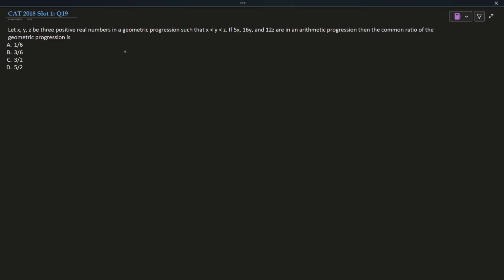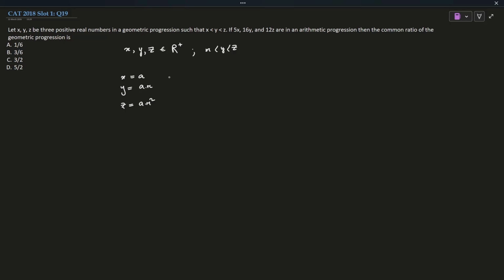X, Y, and Z are three positive real numbers in a geometric progression such that X is less than Y less than Z. If 5x, 16y, and 12z are in arithmetic progression, then the common ratio of the geometric progression is. So x equal to a, y is a into r, where r is the common ratio. Z is equal to a into r square.